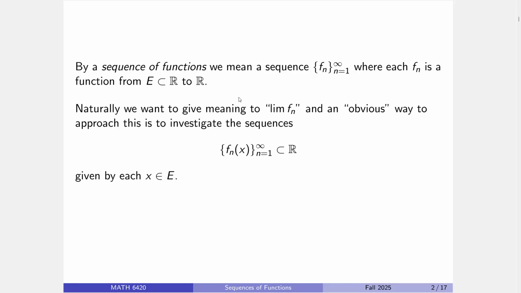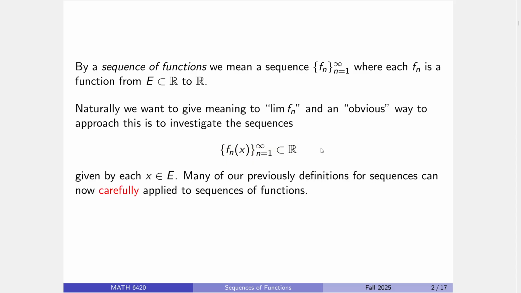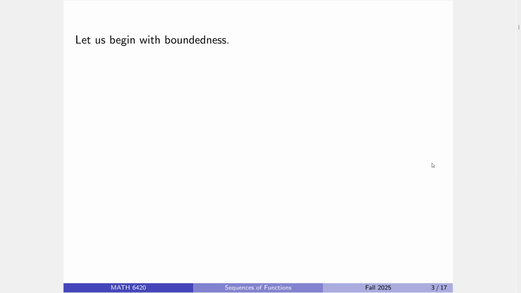Well, if I give my sequence a fixed input, that will create a sequence. So for each input x, there is an associated sequence of real numbers, and naturally then I would like to investigate how this stuff would work. So basically anything that we previously defined for sequences, we can carefully bring that over to sequences of functions, right? Okay, so before we go in all guns blazing with limit, let's go ahead and recall that limits and boundedness were a connected idea. So let's talk about boundedness and sequences of functions.